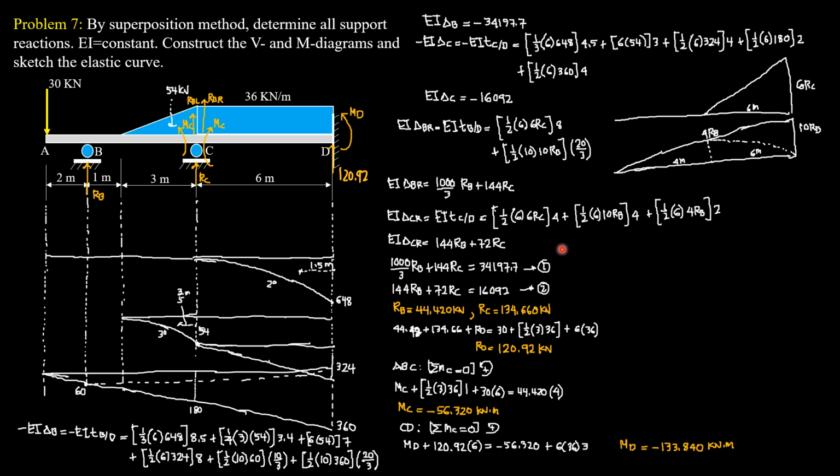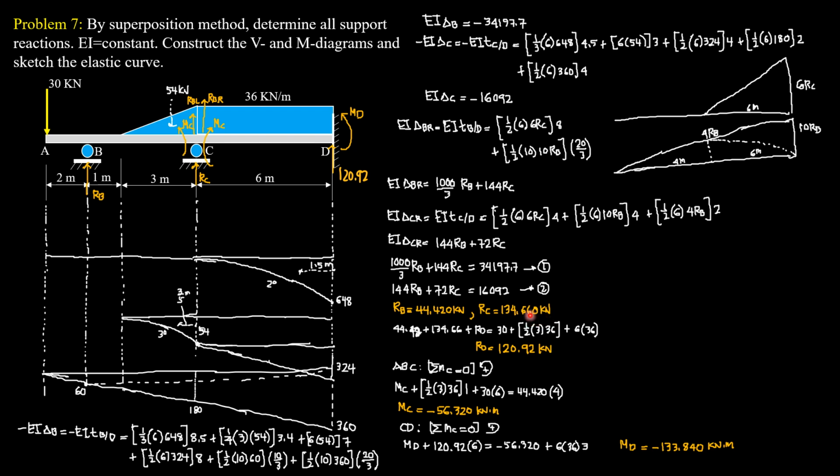Then EI delta CR plus EI delta C equals 0. So that means EI delta CR equals the positive of EI delta C. So 144 RB plus 72 R sub C is equal to 16,092. Solving these two equations simultaneously, we obtain RB equals 44.42 kilonewtons and R sub C is 134.66 kilonewtons.